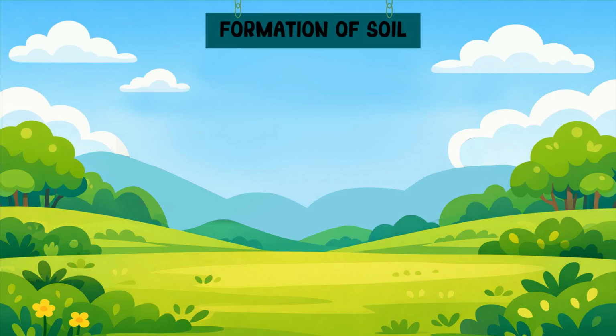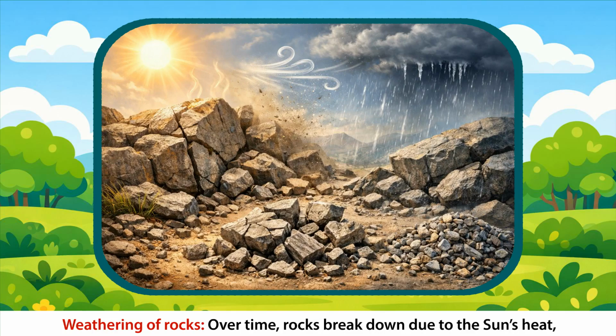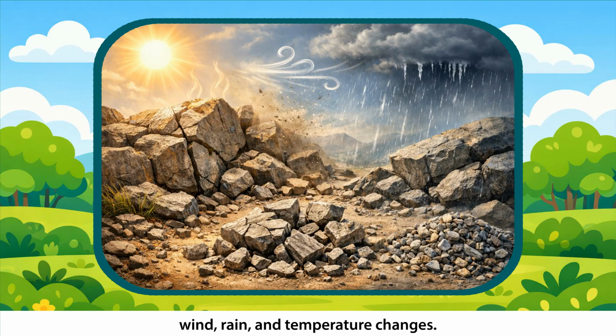Formation of soil. Soil is formed over a long period of time. It happens in a few steps. Weathering of rocks. Over time, rocks break down due to the sun's heat, wind, rain, and temperature changes.